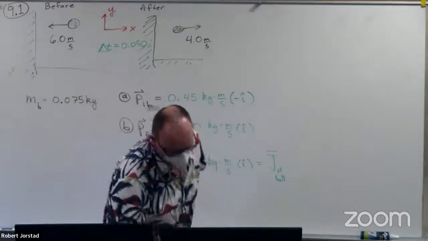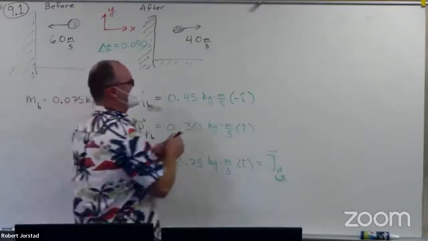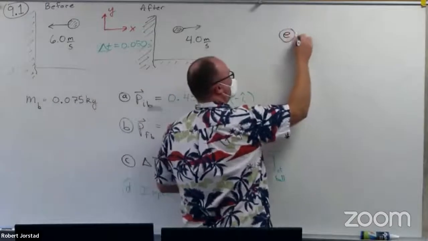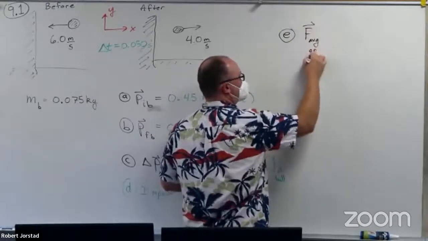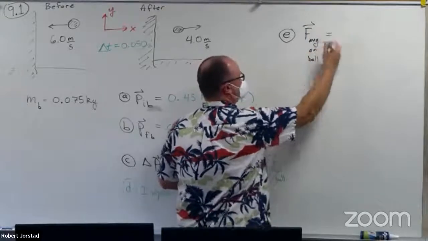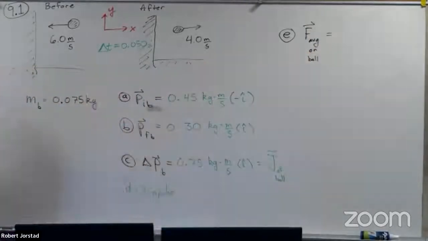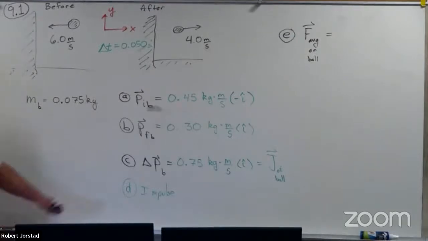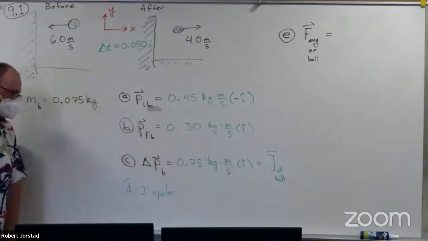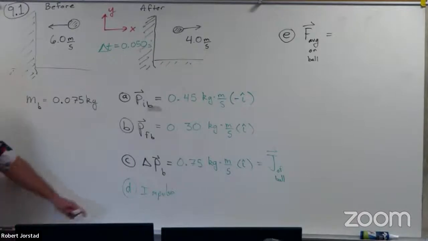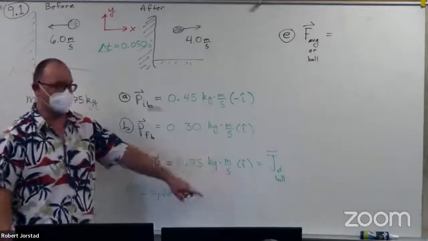All right, part E, average force. I want the average force on the ball. What am I supposed to do? You remember? Check the units. Is it delta P times T or is it delta P over T? What's it got to be? Check the units. Over T, because I need meters per second squared, right?